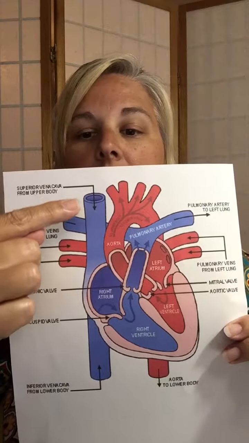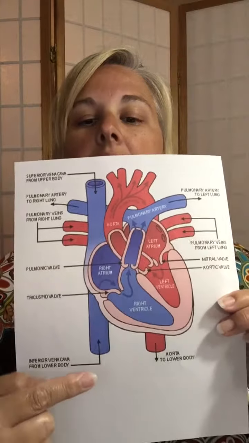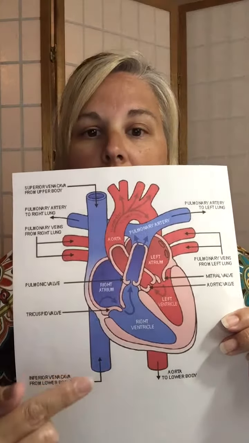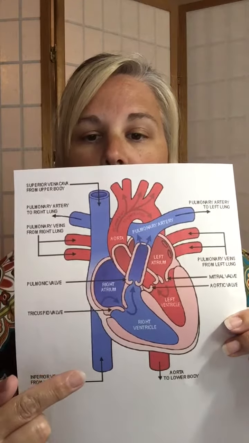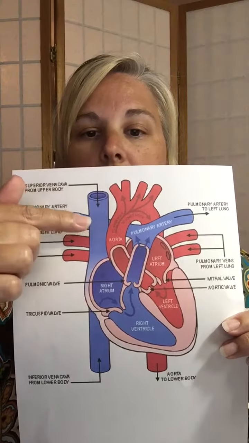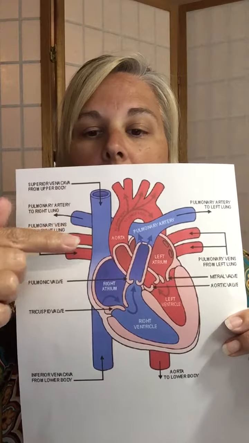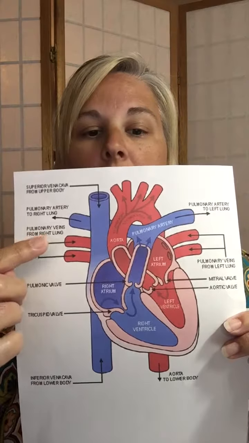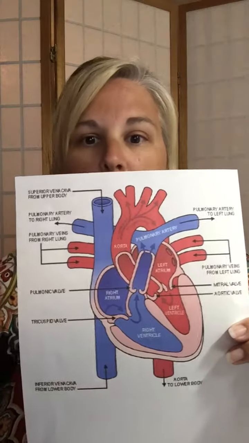As you can see, the superior vena cava and the inferior vena cava. The inferior is where blood is received from the lower portion of the body, and the superior is where it's received from the upper portion of the body. And then you can see where it goes to the pulmonary arteries. Just follow the arrows, but I'll be glad to pass this out to everyone after class.